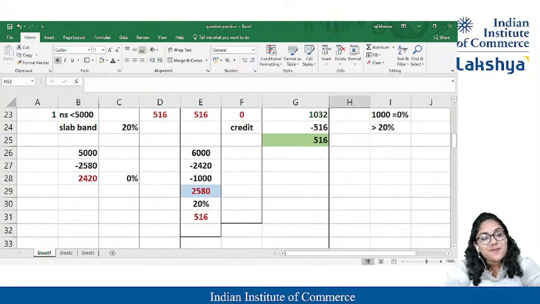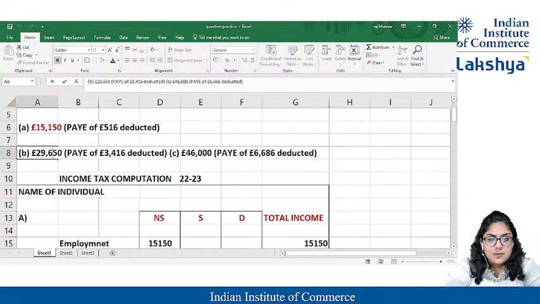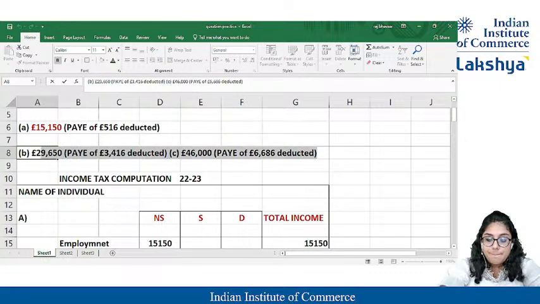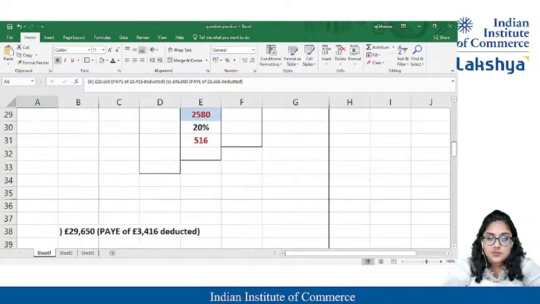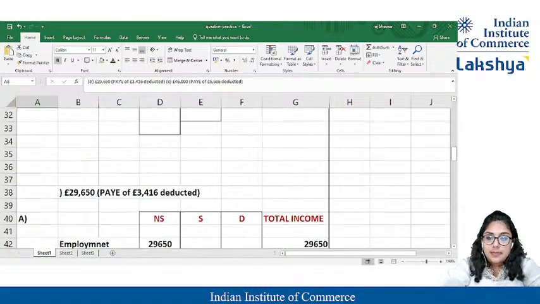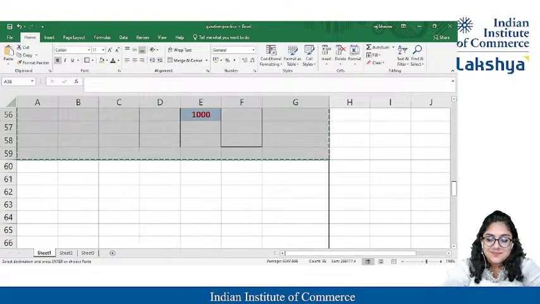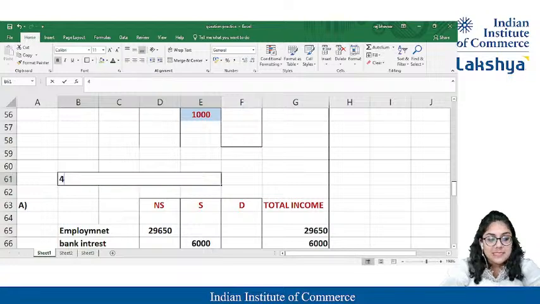Can I move ahead? Yeah, the last part, the last question. C part over here, 46,000. It's more initially. Cool, but 46,000 is sure. Again, can I copy this and paste it over here? It's over here now, 46,000.